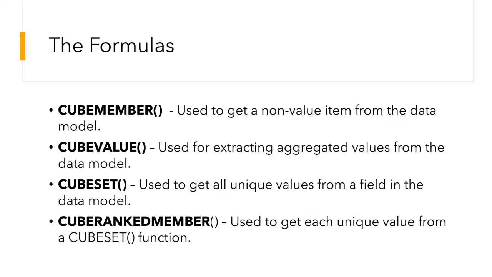So let's go on to the actual formulas themselves. There were 4 that we discussed in this course, and these are really the 4 that you will use most often when you're dealing with an Excel data model. The first one is CUBEMEMBER, and it's really used to get a non-value item from the data model, like a state or a salesperson. The next one is CUBEVALUE, and that's used for getting those aggregated values from the data model from a measure. The CUBESET is to get all the unique values from a field. And finally, we would rank those using the CUBERANKEDMEMBER.